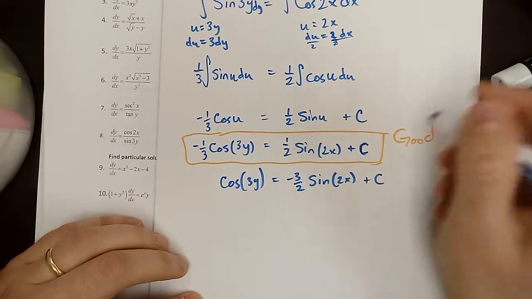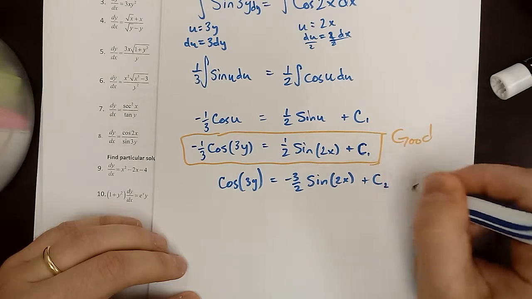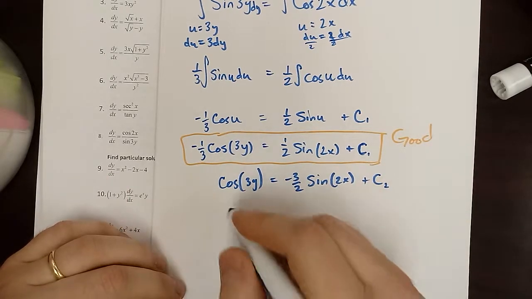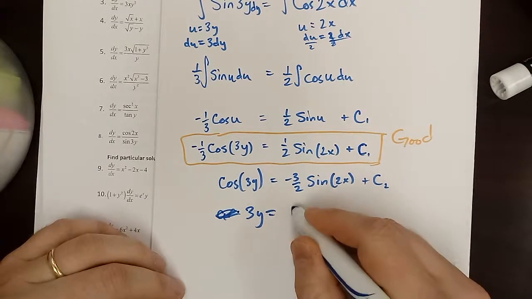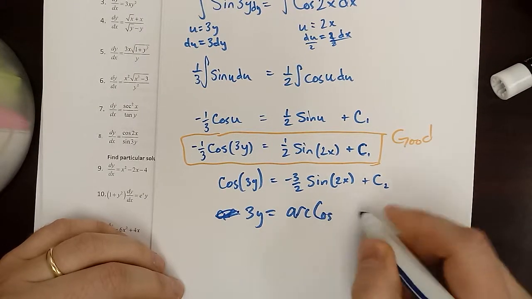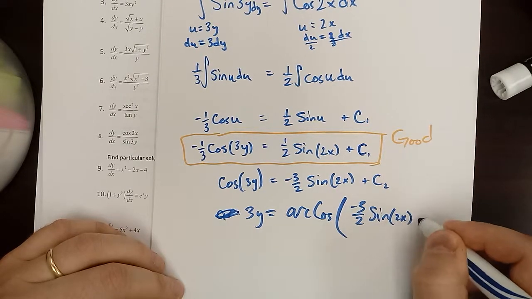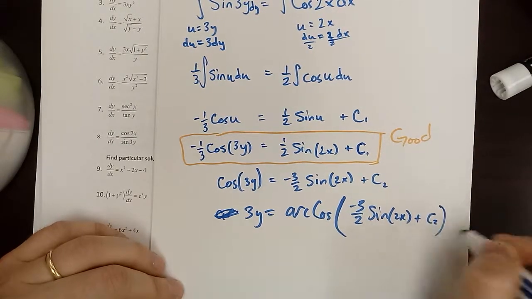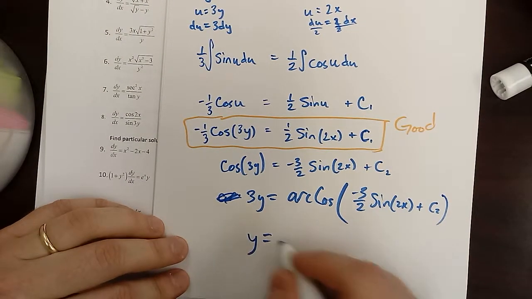So I will call this C1. So that's going to be a C2. It's a different number. Then I'll do arc cosine both sides. And I'll get 3y is equal to arc cosine of -3/2 sine 2x plus C2. And then we'll finish it off.